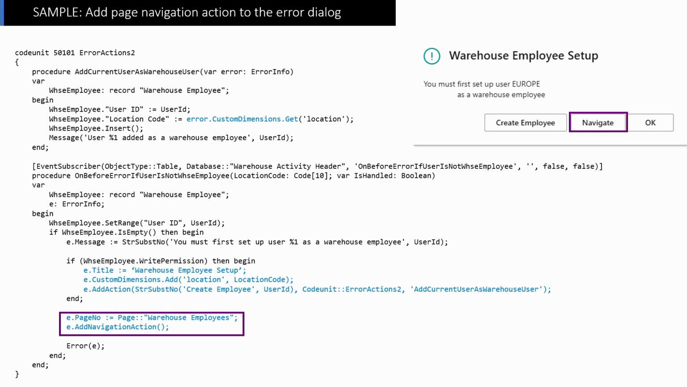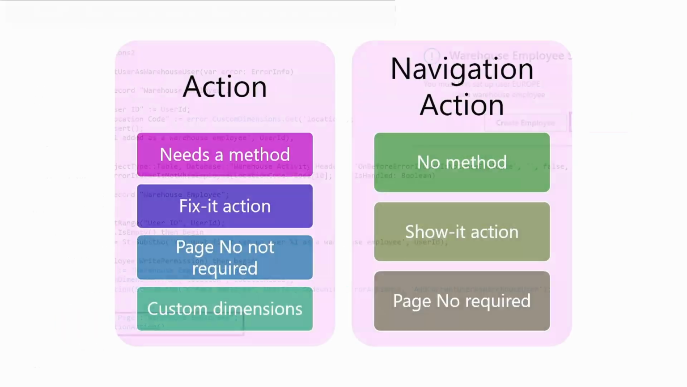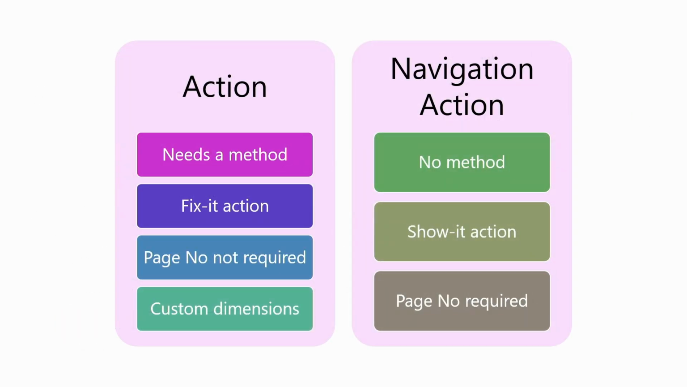So you don't need a whole new procedure to be declared. You're just going to open the page with the number that you have specified. So just quickly to compare, action needs a method, navigation action doesn't need a method. One is used for fixed scenarios, so the user wants to maybe go there and there's some additional logic required. Navigation action is just like, show me the page. And then add action supports custom dimensions.